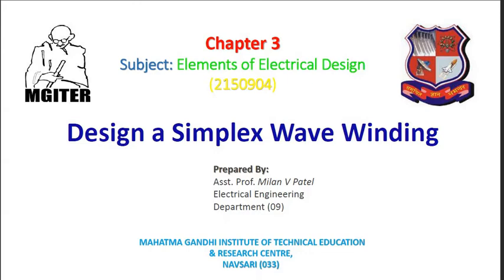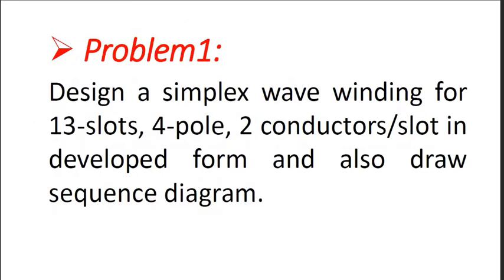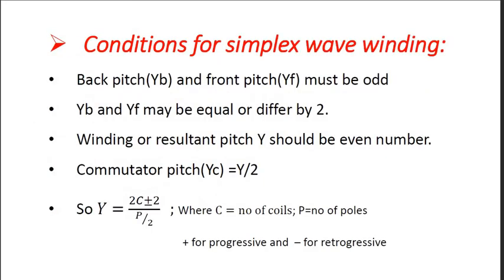Today we will discuss the subject Elements of Electrical Design, chapter number 3, design a simplex wave winding. Now first of all, conditions for the simplex wave winding. The first condition is that the back pitch YB and the front pitch YF must be odd. Next condition, YB and YF may be equal or may differ by 2.